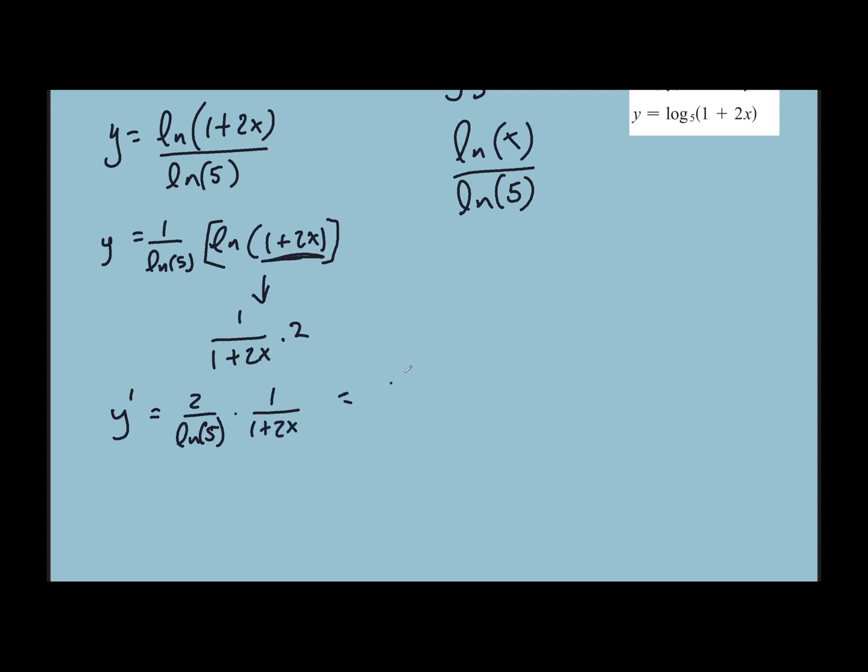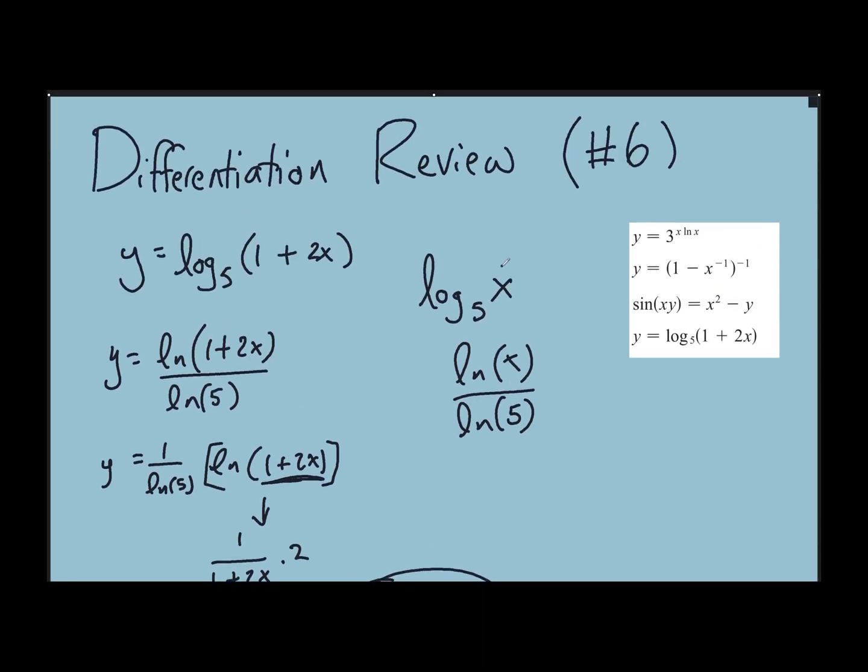So we would get 2 divided by ln of 5 times 1 plus 2x, like so. And that's really all you need for this final answer. That's the correct answer. And it concludes problem set number 6. That wasn't so bad. Let's do number 7.